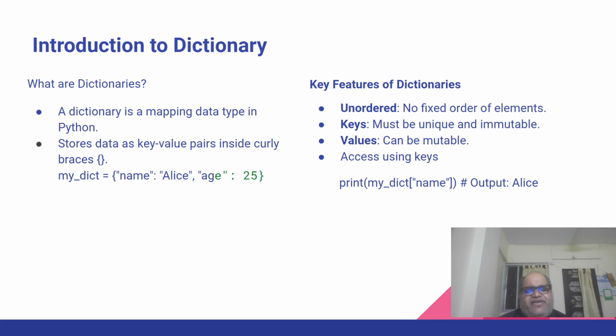Key features of dictionaries: they are unordered, no fixed order of elements. Keys must be unique and immutable. So only a tuple can be a key, right? You can't have a list. You can't have another dictionary, right? So only immutable data types are supported here. Values can be mutable, right? Access using keys. So you can actually say my dict and then give it a name, and you'll get the output, right?